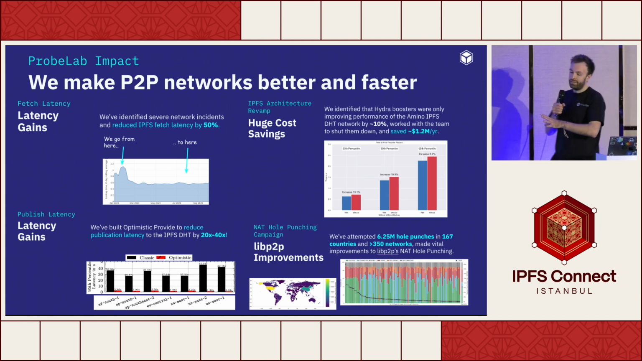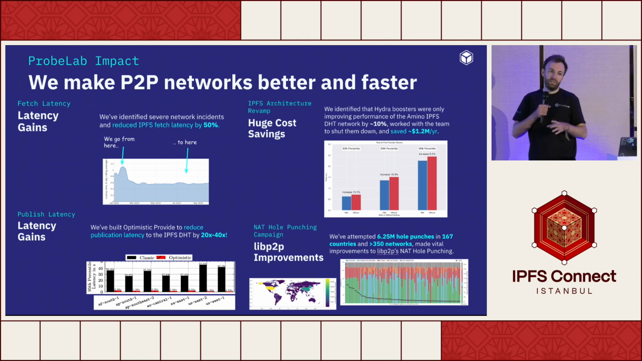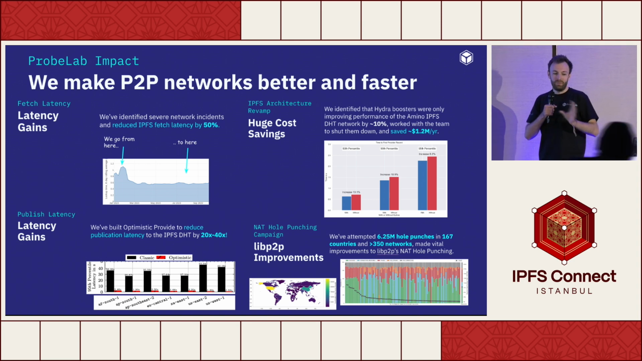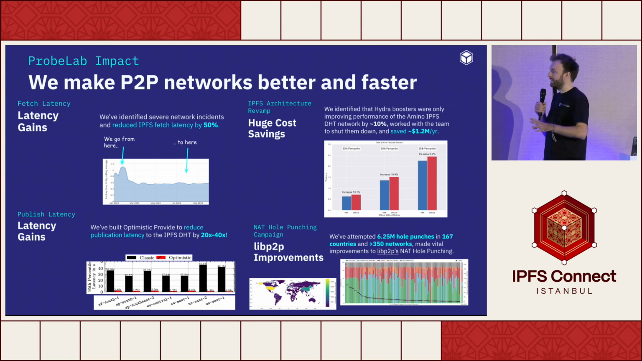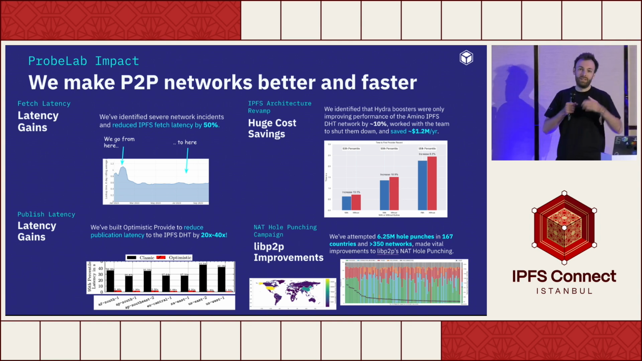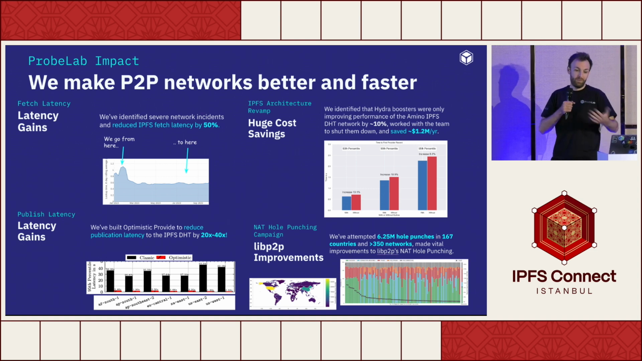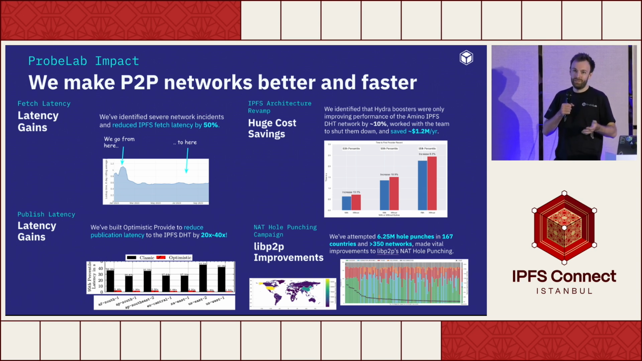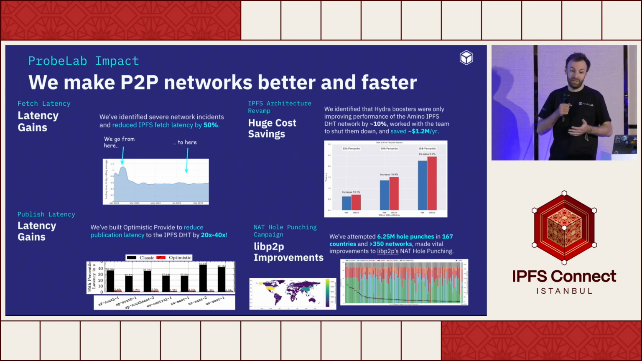A project that ProbeLab has done, or something that we have uncovered in the beginning of the year, is a major DHT network incident. There's also a blog post about it. We found out through network measurements that around 60% of the nodes participating in the DHT were unreachable. And for better or for worse, no one noticed. Which is a good argument for decentralization, because in any other centralized infrastructure, if 60% of the infrastructure goes down, you would definitely notice.